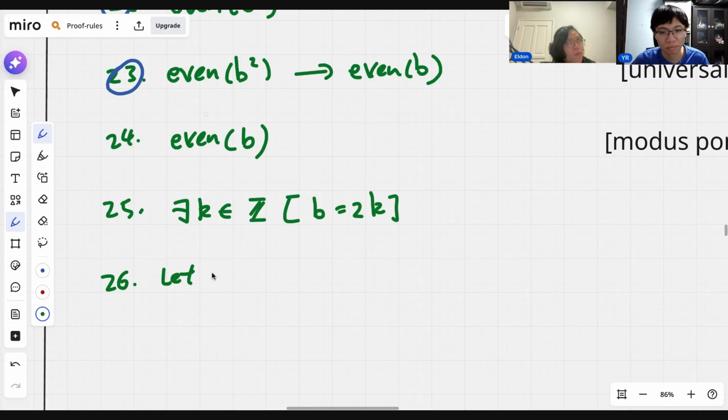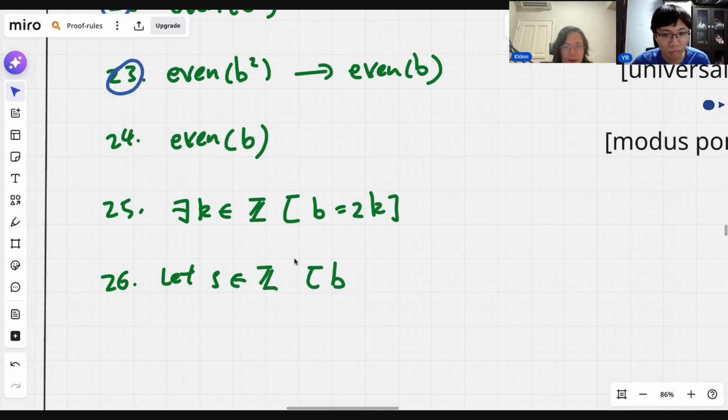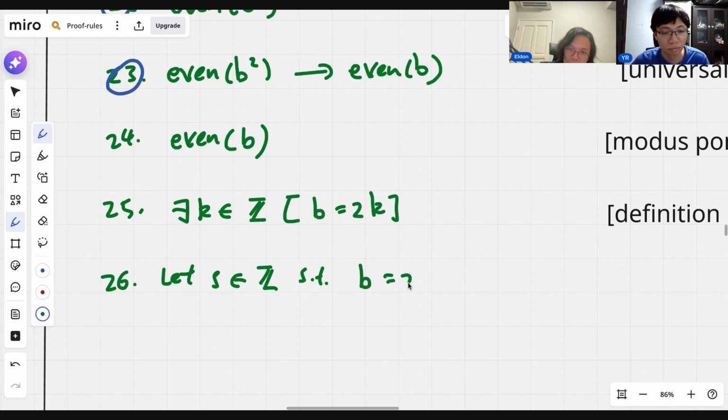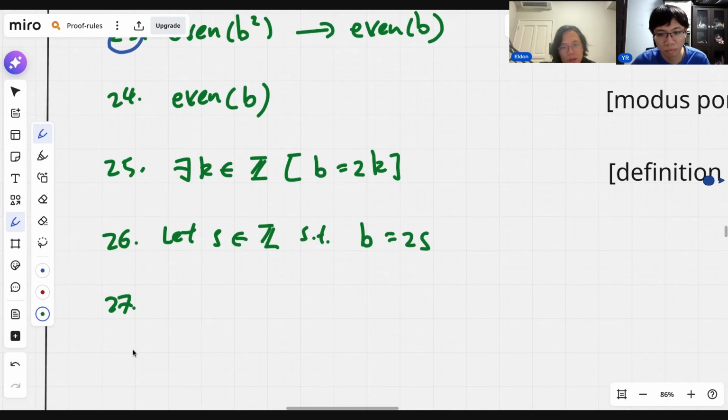What variable should I use? S. Let s be in Z such that b is equals to 2s. Okay. So in particular, we know that b is equals to 2s.